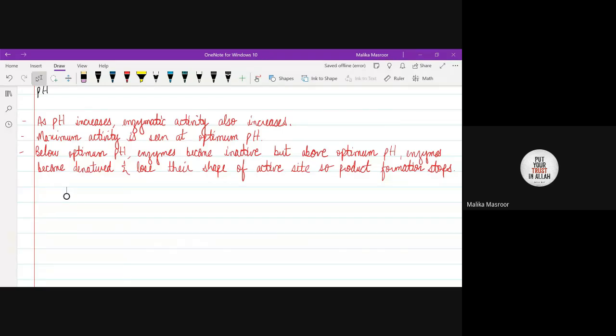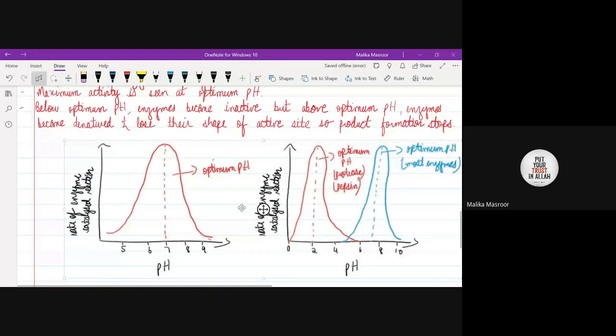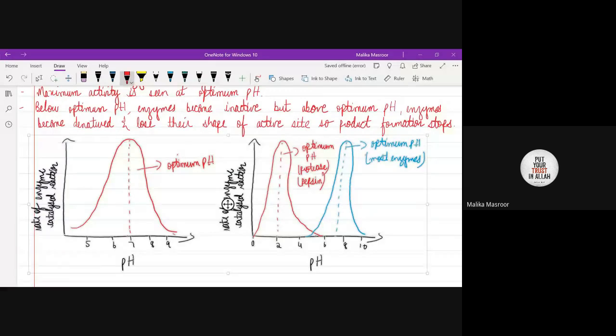And look at these graphs. This is a graph whose optimum pH is 7. Look at the activity. Initially it's inactive. Inactivity is okay. You can increase the pH and the enzyme will work again.